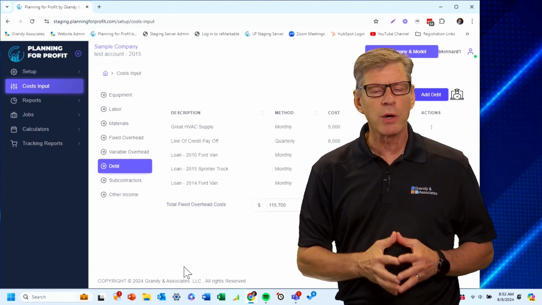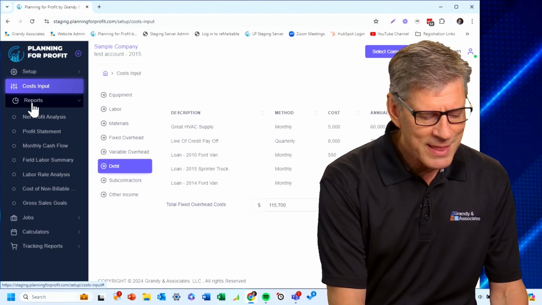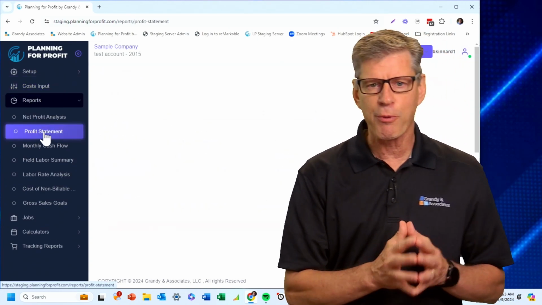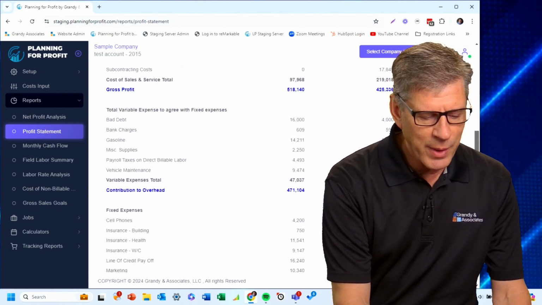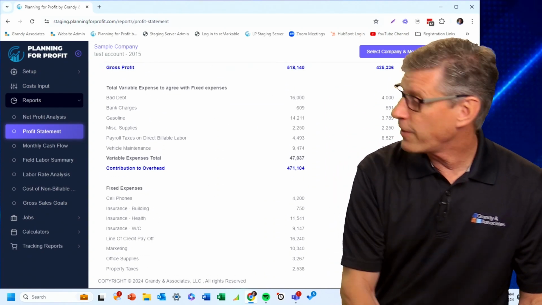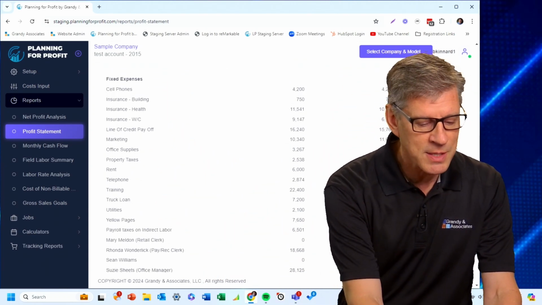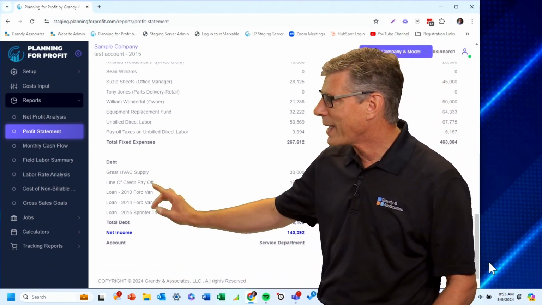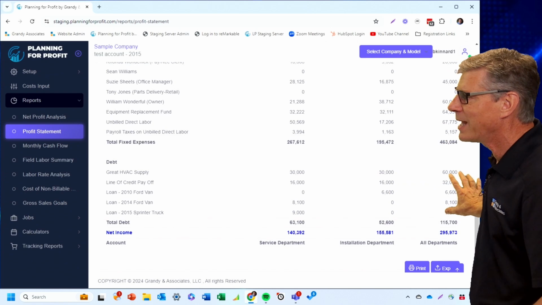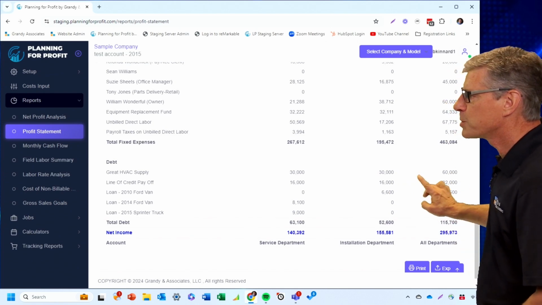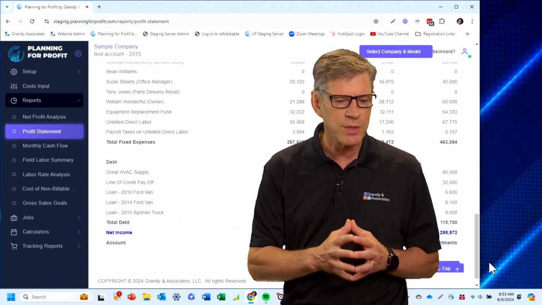Now, the other thing that you'll notice is when you start looking at your reports. I'll look at my profit statement as an example. And as I scroll down, you'll see that all of our variable overhead expense shows up. Underneath that, we have all the fixed overhead expenses. And now you'll see a new area where we have all of our debt showing up in one place and how much of that is being allocated to this individual department. So in this particular case, I can see those dollar amounts per hour that are being allocated to this given department.